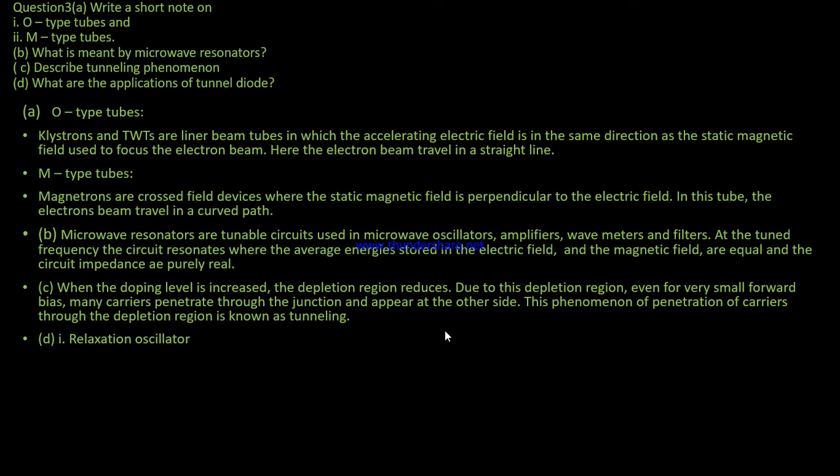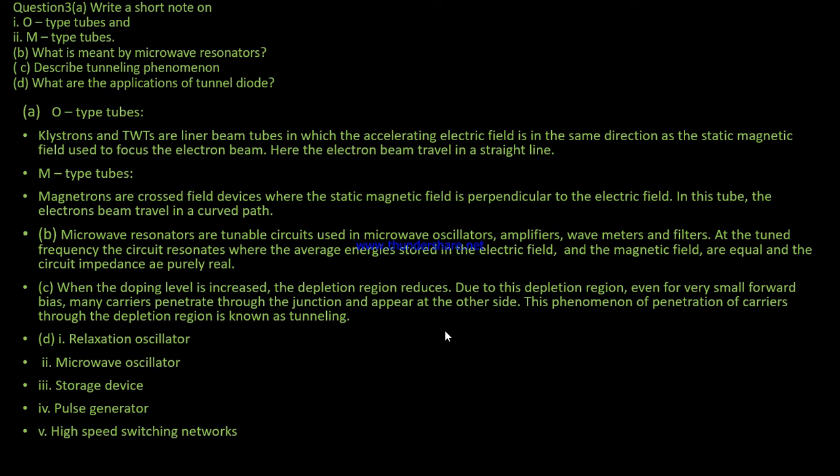So the D part: what are the applications of tunnel diode? Number one, it can be used in relaxation oscillator. Two, it can be used in microwave oscillator. Three, storage device. Four, as pulse generator. And number five, high-speed switching networks. So these are the applications of tunnel diodes.